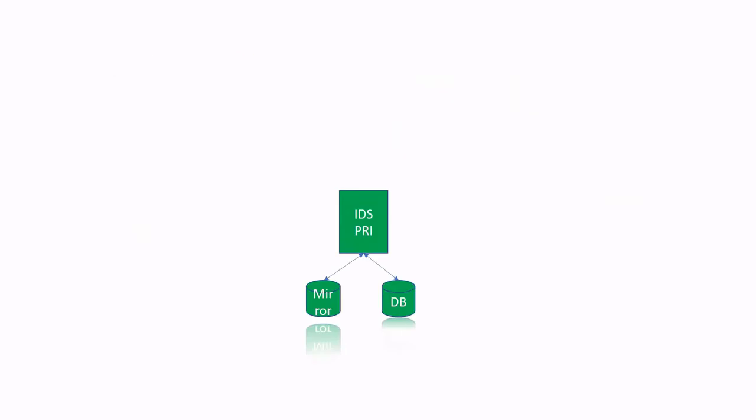This is the standalone IDS server. Here we have the database stored in a disk and the mirror image of the database stored in another disk. This is the first level of redundancy within the same host to fall back onto the mirror disk when the primary disk stops working.